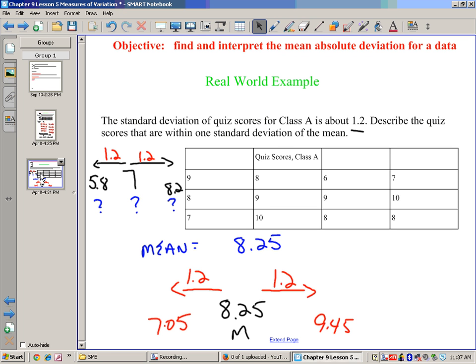Okay, any questions about standard deviation? Please review the video, write down any questions. Once again, we'll always go over this stuff in class more in depth, but this is to give you an idea of Lesson 5, measures of variation. Okay, this concludes this video.